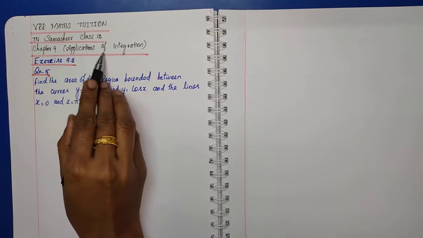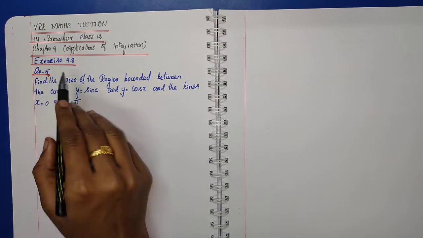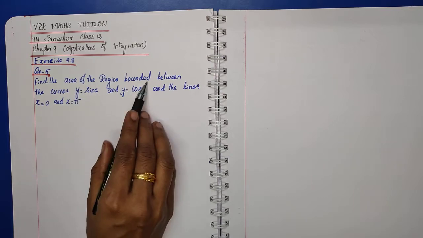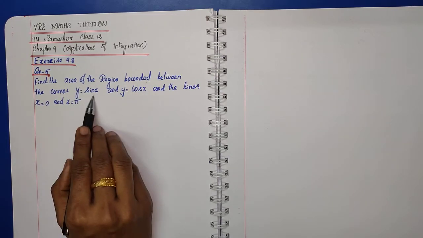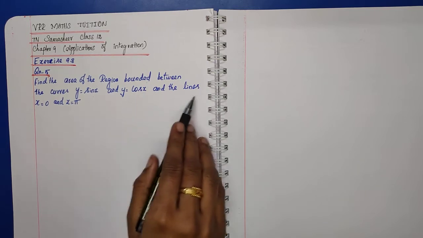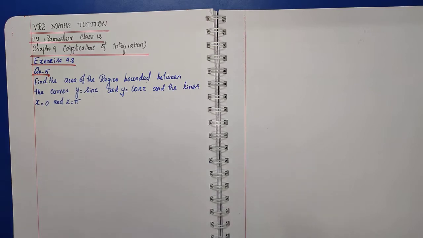Chapter 9 Applications of Integration, Exercise 9.8, Question 5. Find the area of the region bounded between the curves y is equal to sin x and y is equal to cos x and the lines x is equal to 0 and x is equal to pi.